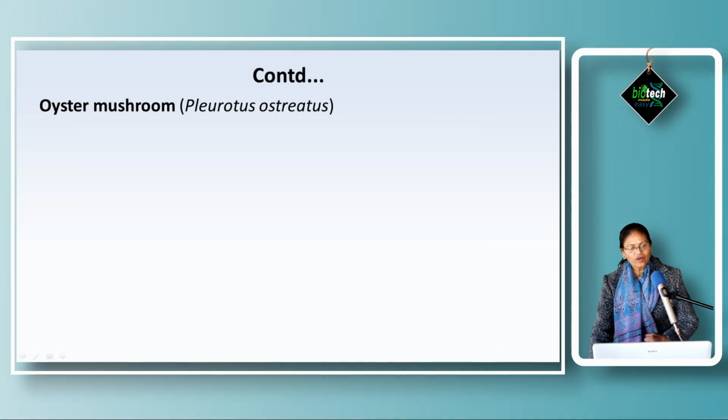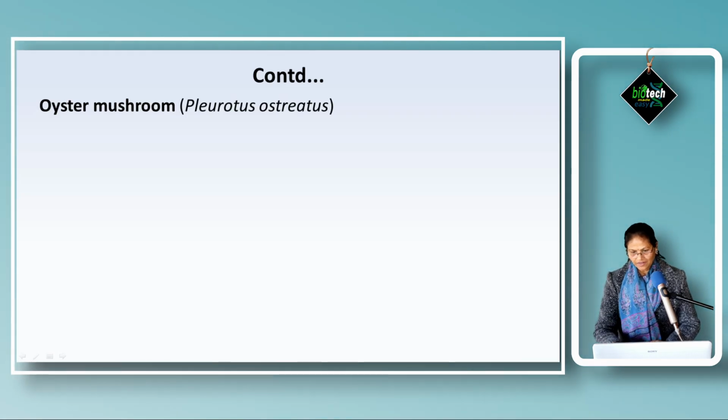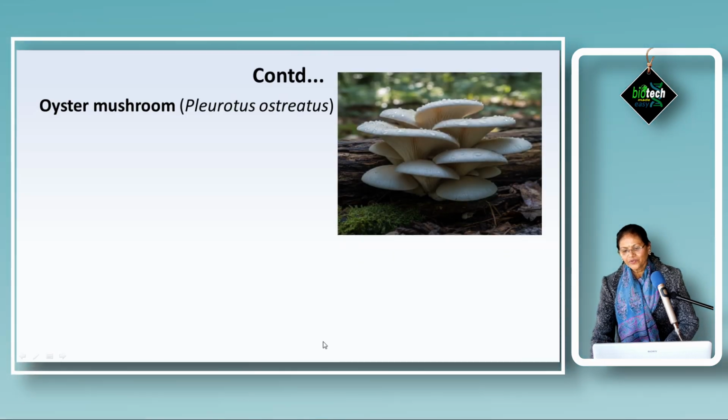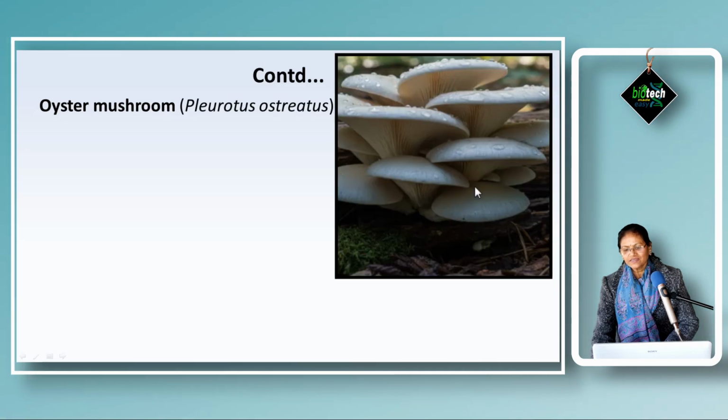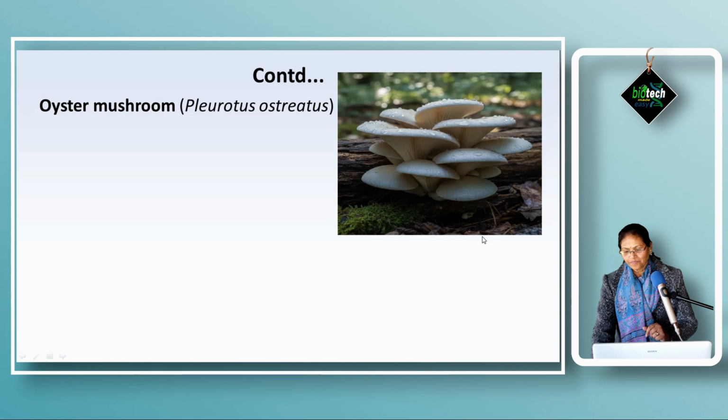The first one is the oyster mushroom. Scientifically, this is known as Pleurotus austriatus, and here you see the picture. In this picture you can see the fruiting bodies of oyster mushroom, which is commonly called jingri. These white cap-like structures are the ones which are eaten, and this is very popular throughout the world.